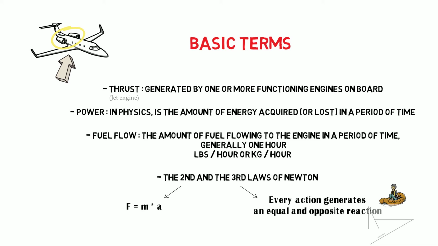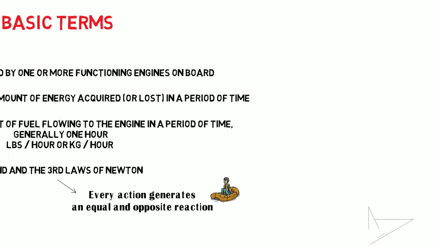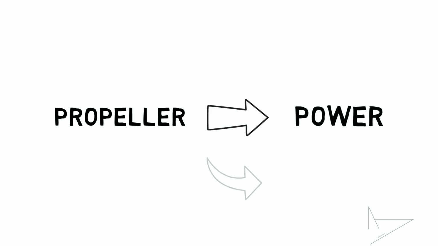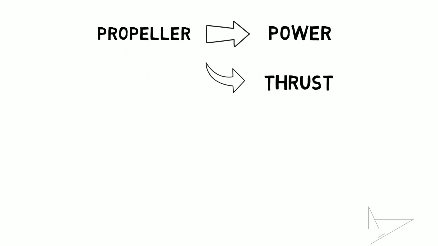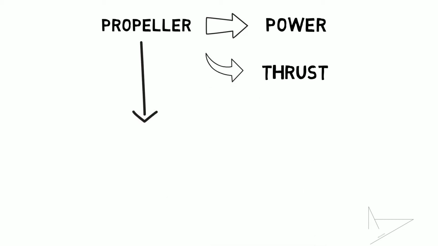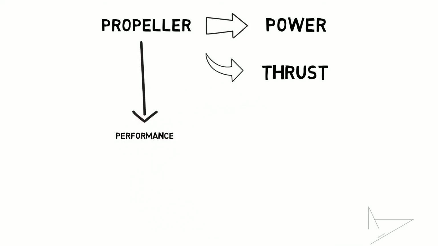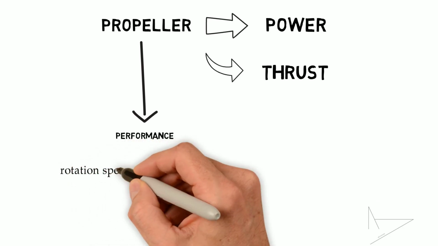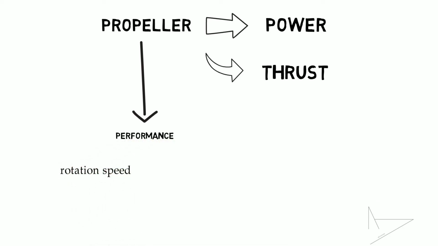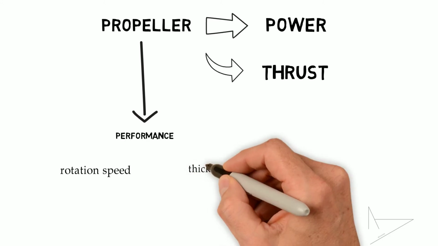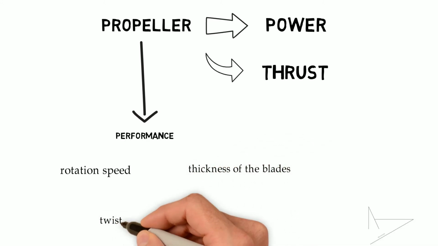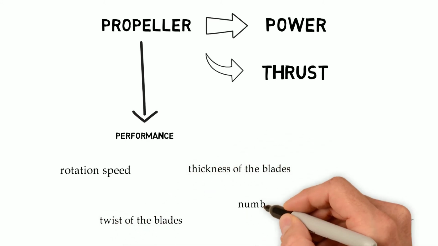We will soon be going to talk more in depth about each type of engine, but first I would like to explain how a propeller is related to power and how it produces thrust. There are numerous factors to consider when working with a propeller that affect its performance, and I will just name some of them. Rotation speed, that can increase the power output up to a certain point, thickness of the blades, twist of the blades, number of blades, and so on.